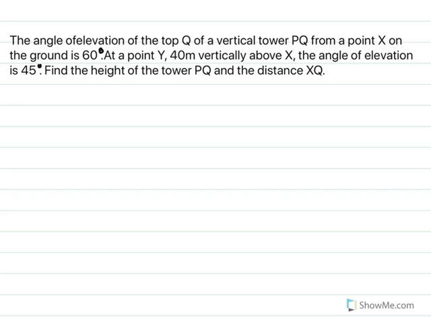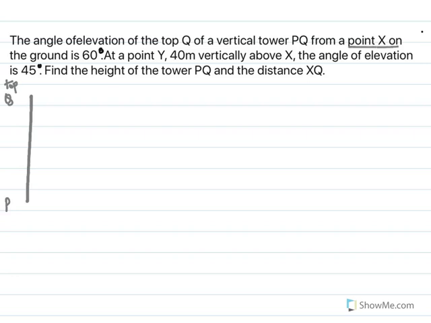The angle of elevation of the top Q of a vertical tower PQ from a point X on the ground is 60 degrees. At a point Y, 40 meters vertically above X, the angle of elevation is 45 degrees. Find the height of the tower PQ and the distance XQ. So first we have a tower PQ. So I put P here and Q. Q is the top of the tower.